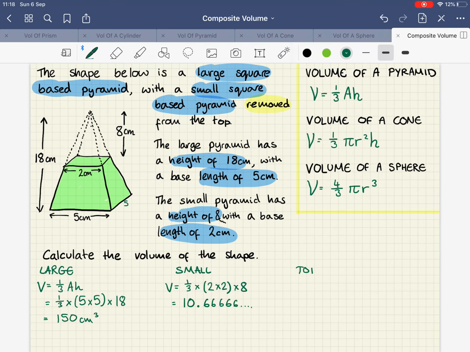So that means my total volume, because I've got that word removed, I know I'm subtracting, and so I have to do my large take away the small. So I've got 150 take away 10.66666, and so forth. Which is going to give me an answer of 139.33, and it'll be in centimeters cubed.